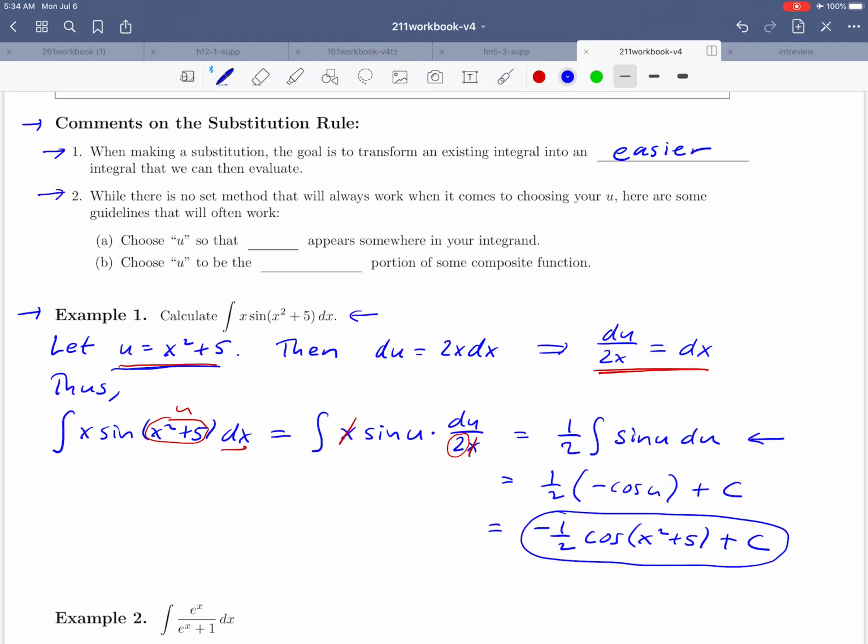Number 2 is just some general advice on how you pick that u when you use this method. Two tips that I can give you. Part A: choose u so that the derivative of the u appears in your integrand. That's generally a good sign if that happens. Part B: choose u to be the inside portion of a function. That's a good general rule. That won't always work, but it will work a lot of the time. And notice that's exactly the strategy that we used in example 1. We chose u to be x squared plus 5 because it was inside of the sine function.